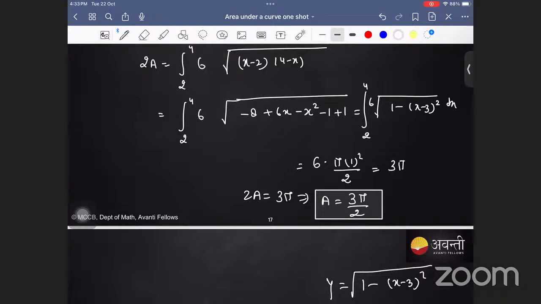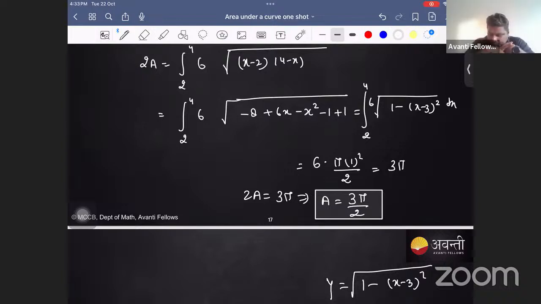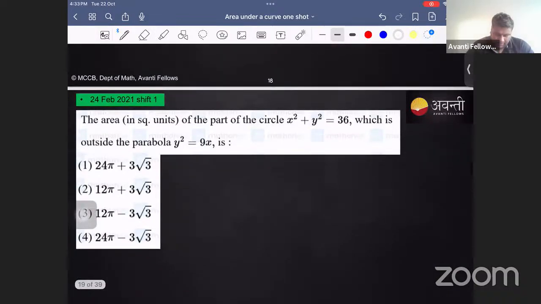Bhagat, did you understand it? Yes, sir. Totally? If this question comes in the exam again, will you be able to do it on your own? Yes, sir. Very good. Well, now try this question.